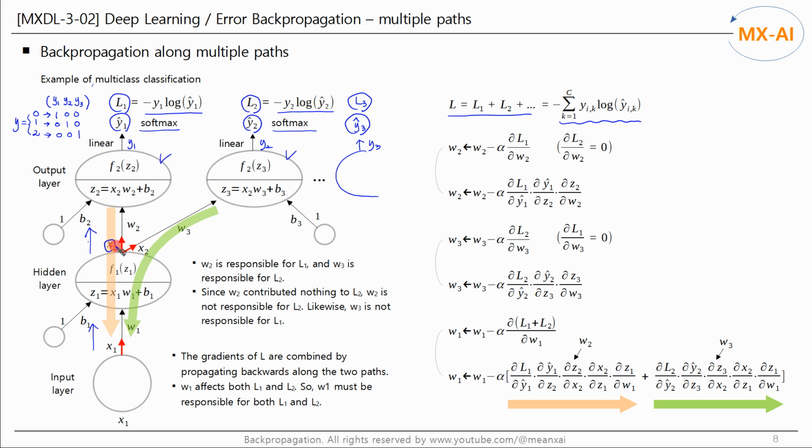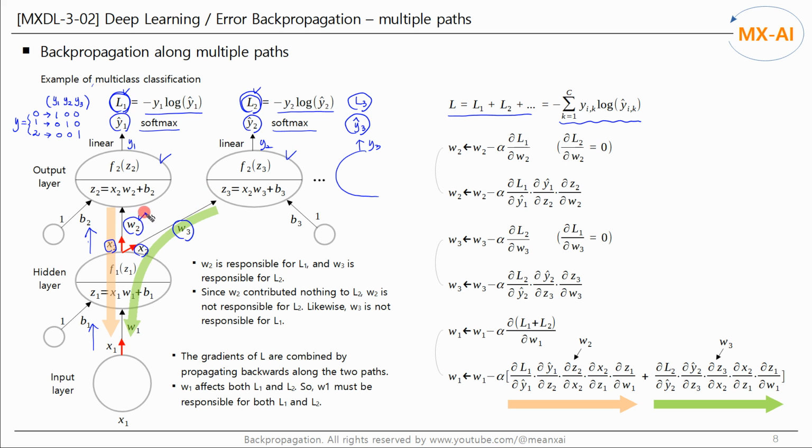The output X2 of the hidden layer is passed to multiple output neurons. X2 is responsible for all losses, including L1 and L2. Because if X2 is wrong, all losses are affected. W2 is responsible for loss L1, and W3 is responsible for loss L2.